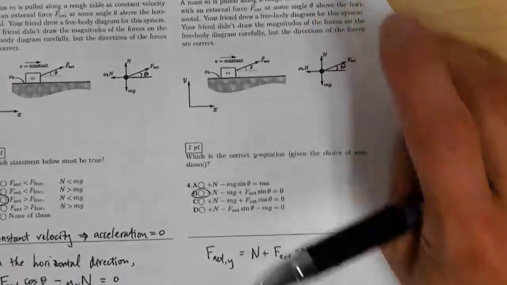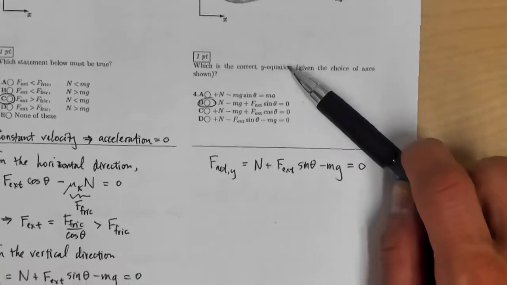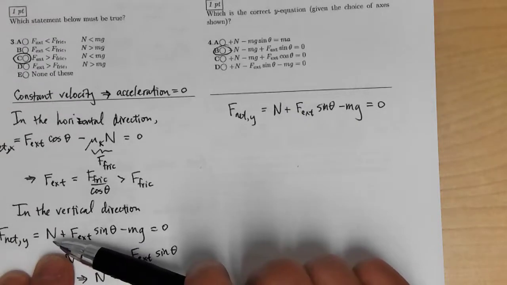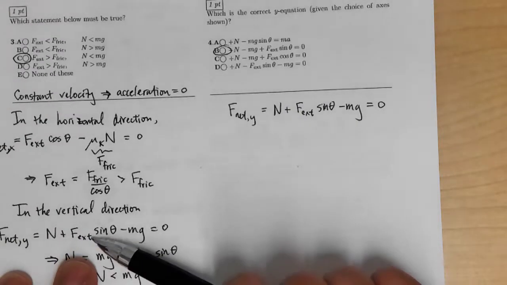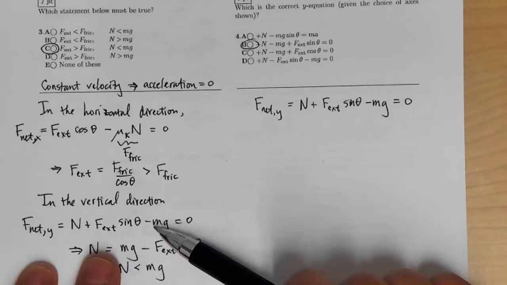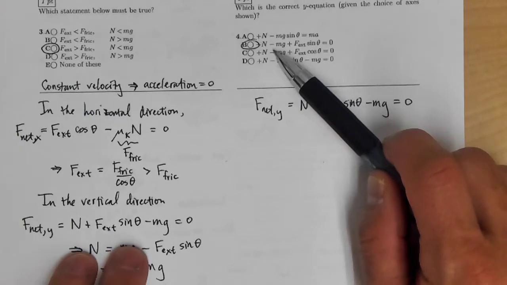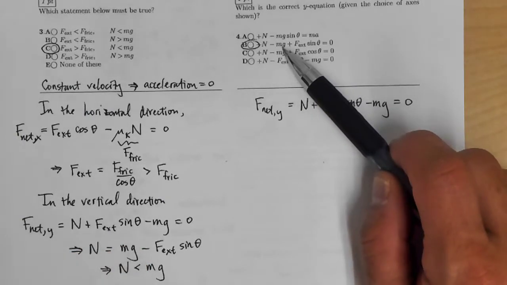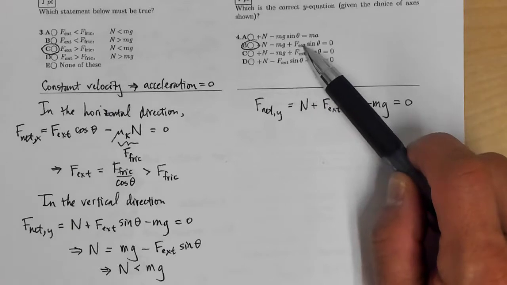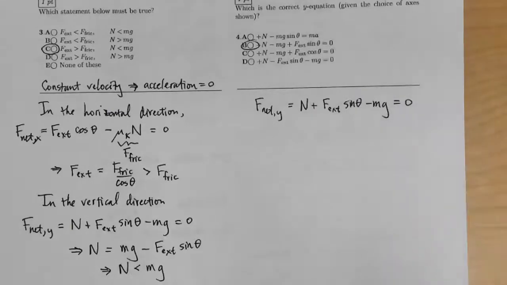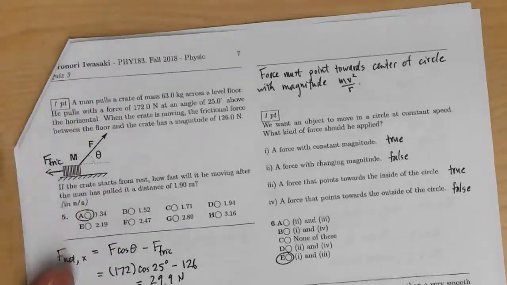Same problem now. They want to know the correct y equation, so we've written that up here. N plus F external sine of theta minus mg is equal to 0. So just rearrange the last two terms and get N minus mg plus F external sine of theta equal to 0. Go on to number 5.